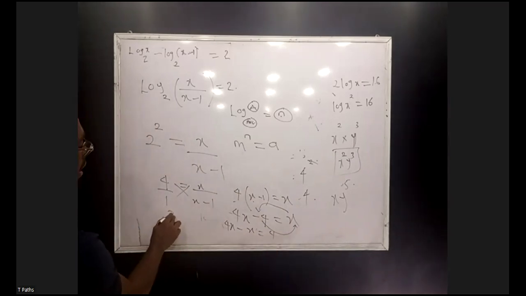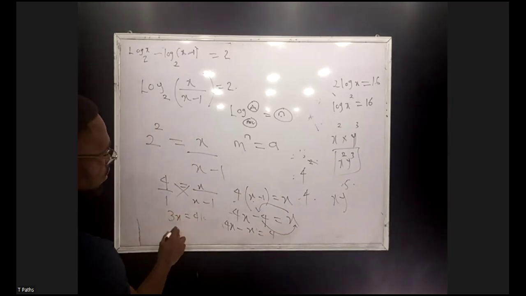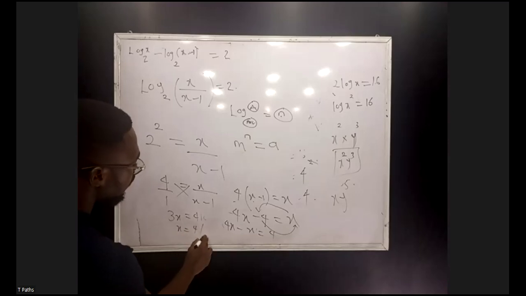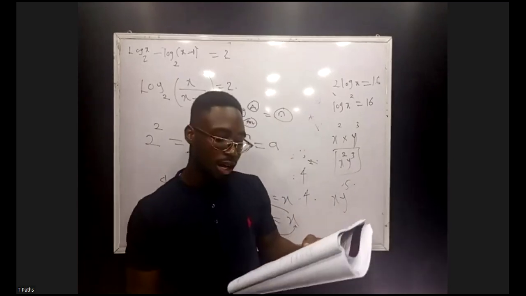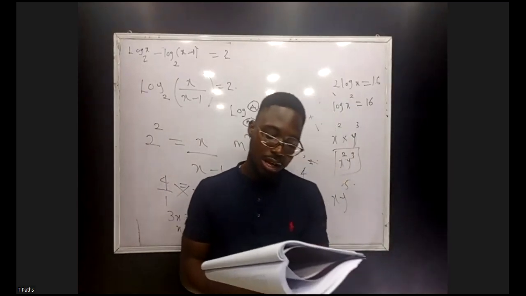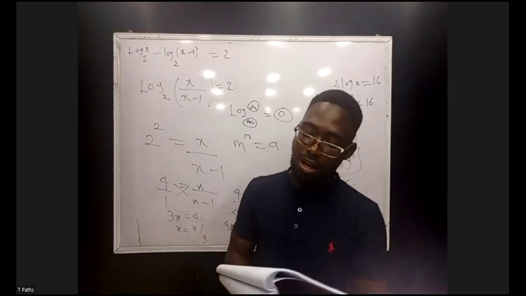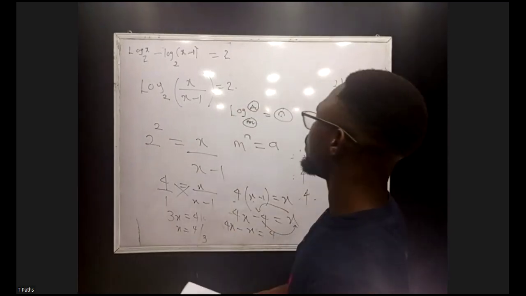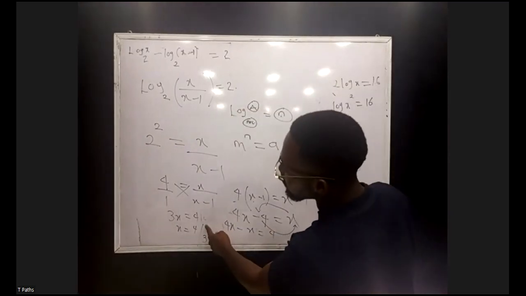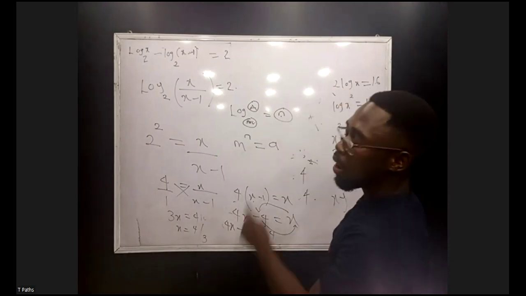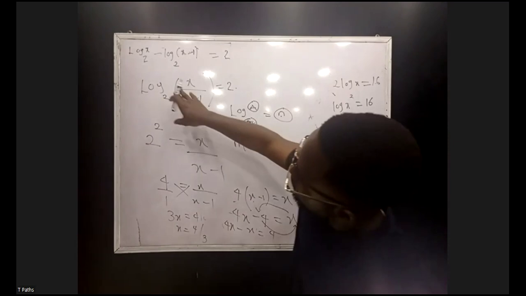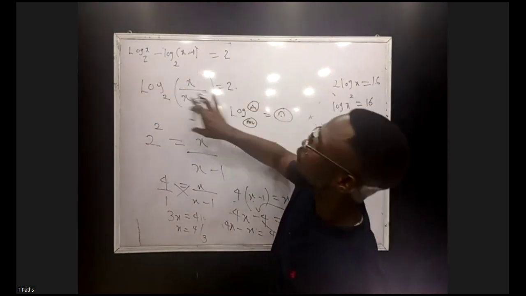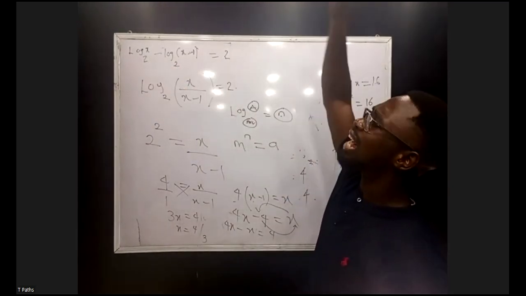What is 4x minus x? 3x equals 4. What is now my x? 4 over 3. Is that clear, please? But in the options, you are not saying 4 over 3. Your 4 over 3 is the same thing as saying 1 whole number, 1 over 3. Okay?